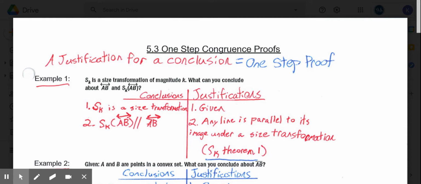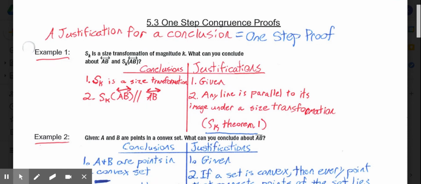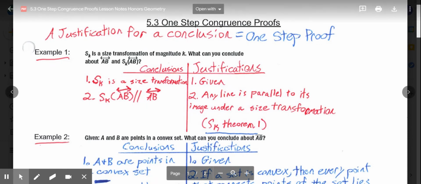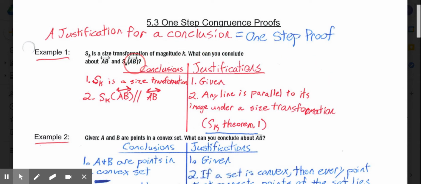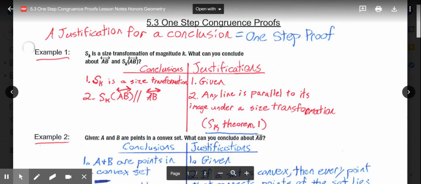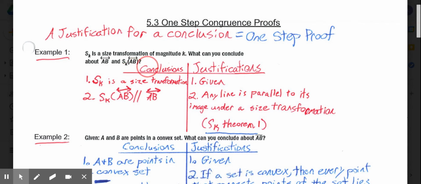So let's look at a few pieces of info. If we're doing a proof, as we briefly looked at earlier this year, you create a simple T-chart. On the left-hand column, it's titled your conclusions, or your statements, and on the right-hand side, it's the justifications or reasons.